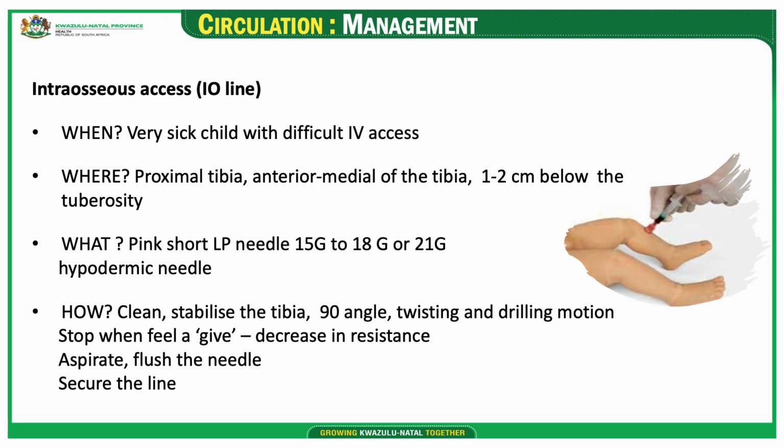So let's talk about intraosseous lines. So sometimes in shocked children, intravascular access can be extremely tricky. So when do I decide to go to an intraosseous line? So often for the very sick child, where do I go? I want to go to the proximal tibia. So that's on the anterior medial side of the tibia, and it's about 1 to 2 centimeters below the tuberosity that you can feel on your own leg and on that flat bit of the proximal tibia.